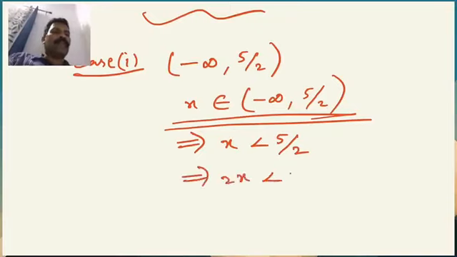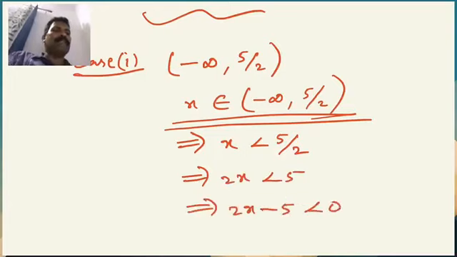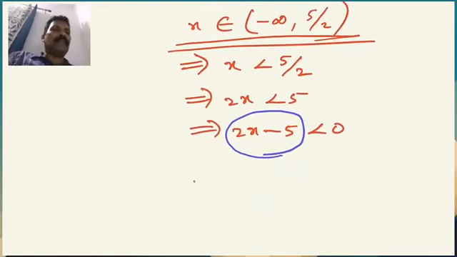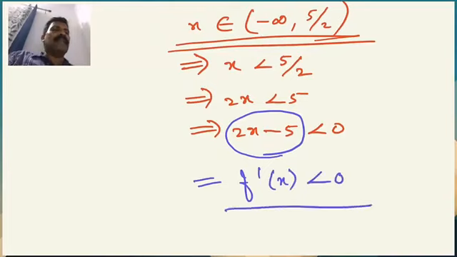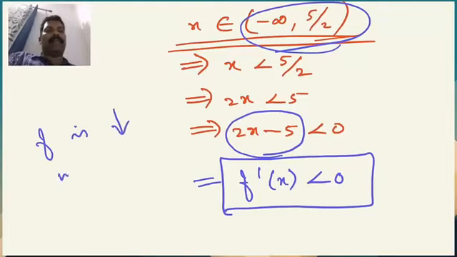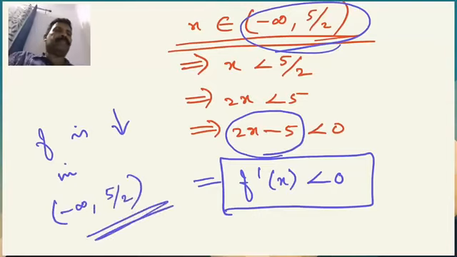So which implies 2x will be less than 5, which implies 2x minus 5 will be less than 0. And you see, what about this 2x minus 5? This 2x minus 5 is nothing but our derivative f dash x. So f dash x is negative in that interval. f dash x is negative in this interval means the given function is strictly decreasing in this interval, negative infinity to 5 by 2.